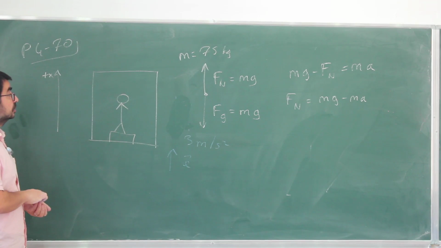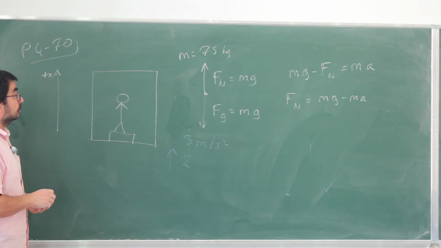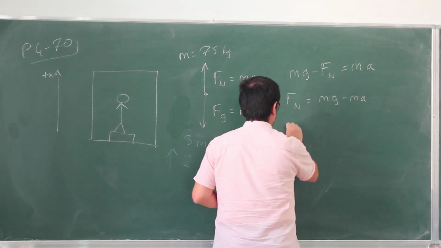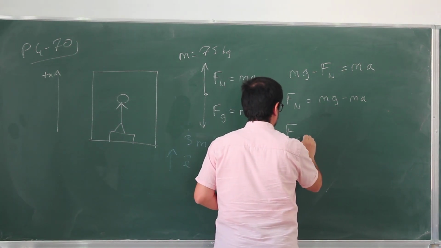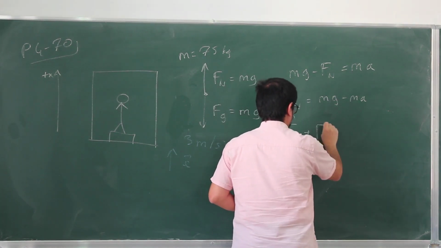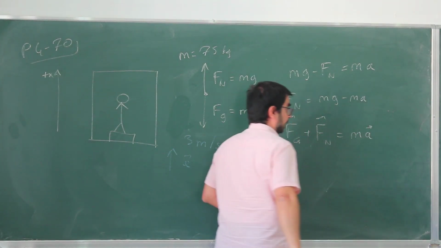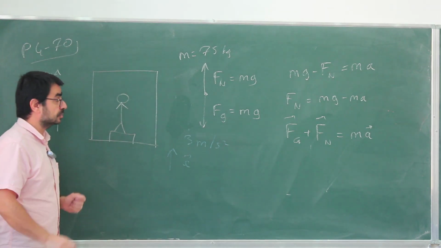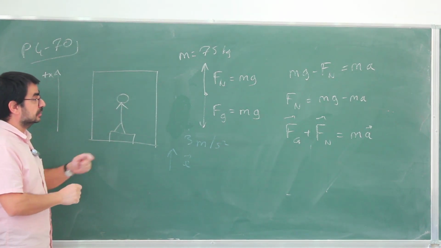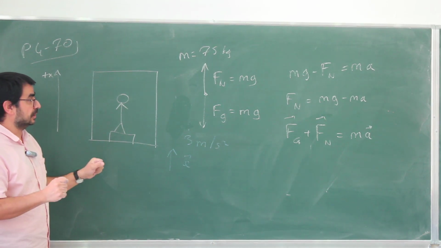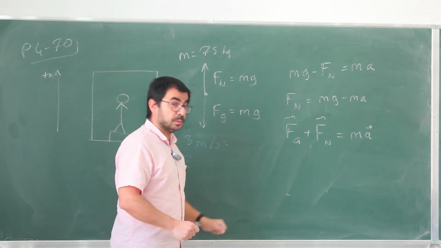Now, how would you do it this way? I have my gravitational force plus my normal force. This is going to lead to some ma. Okay? So now I'm writing this in vectors. The left-hand side is the total force. The right-hand side is m times a. This is Newton's second law. Okay, fine.